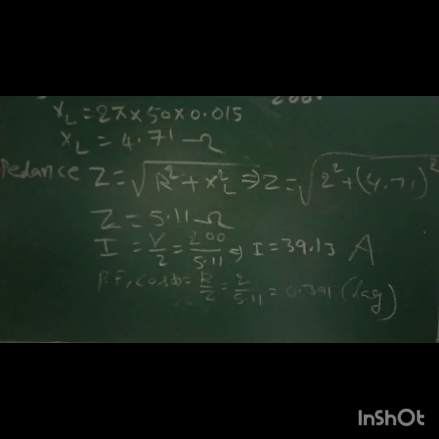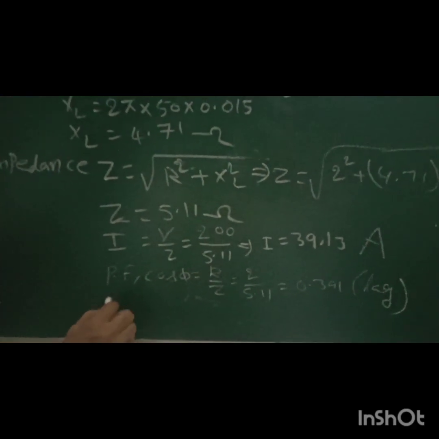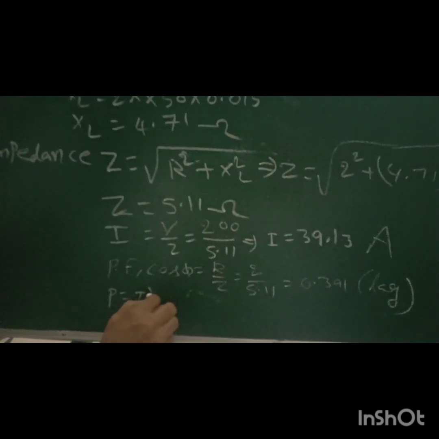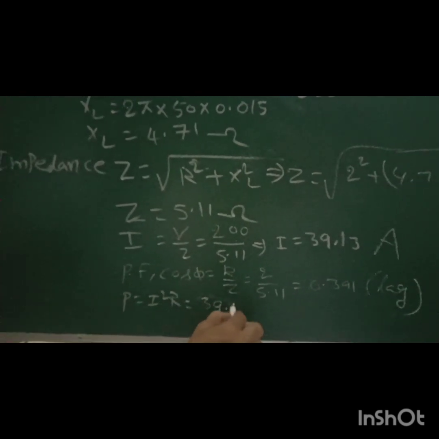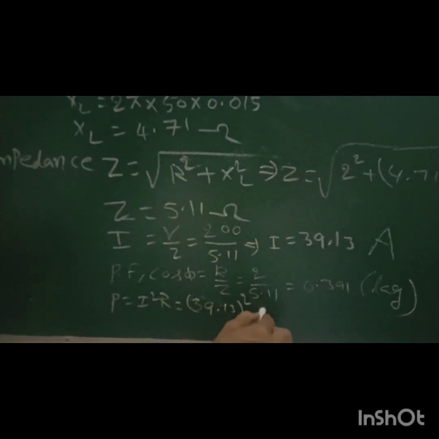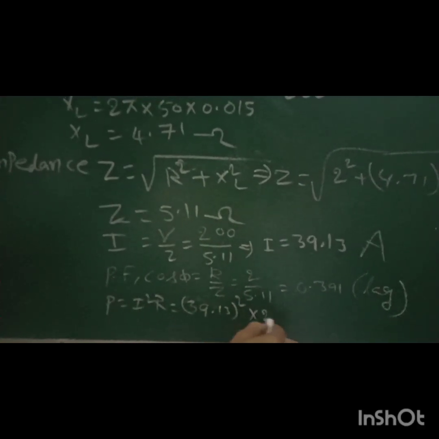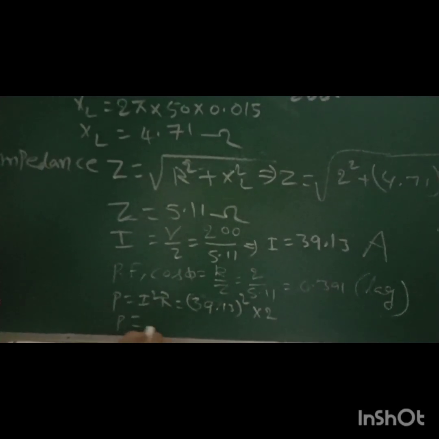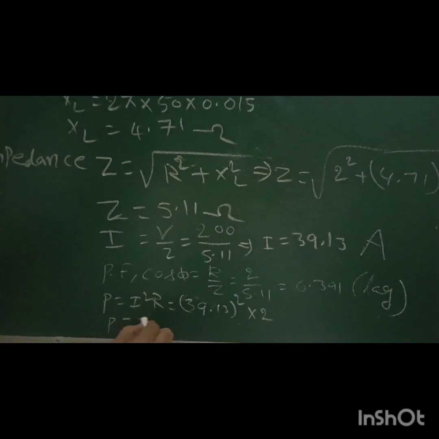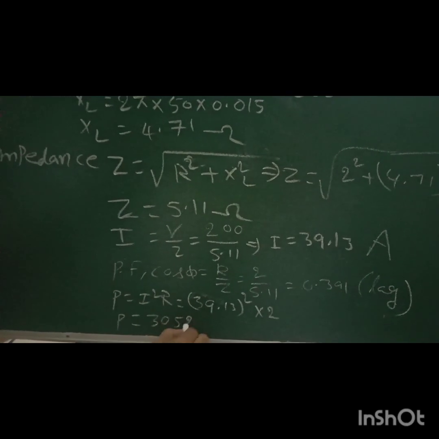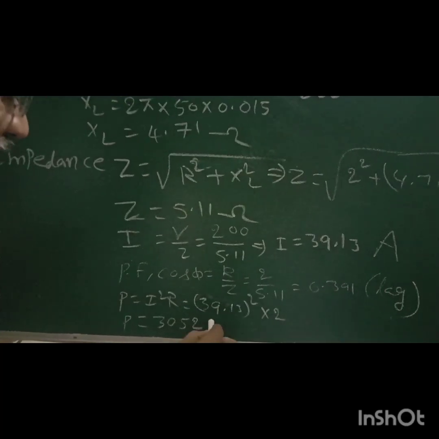Next, the last bit, power consumed in the circuit. P is equal to I square R. What is I here? 39.13 square into R. What is R here? 2. So power consumed in the circuit, P is equal to 3052. Power is measured in watts.